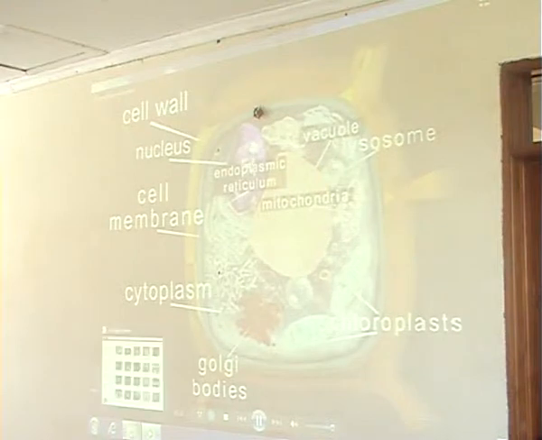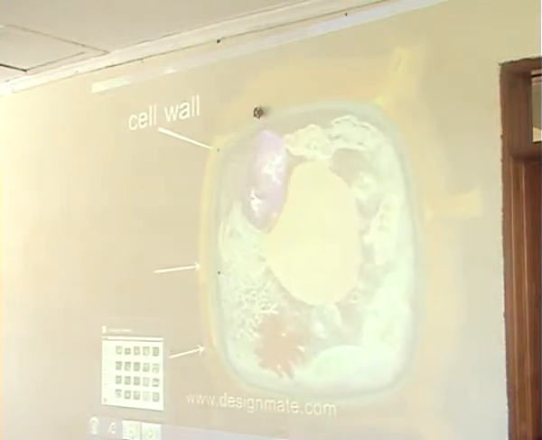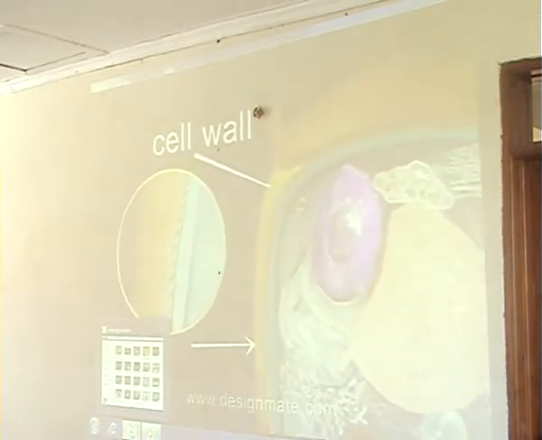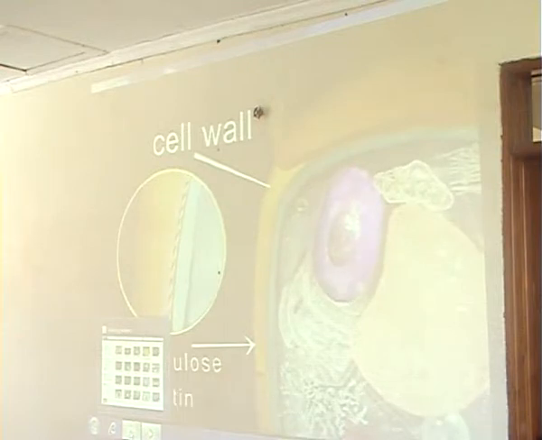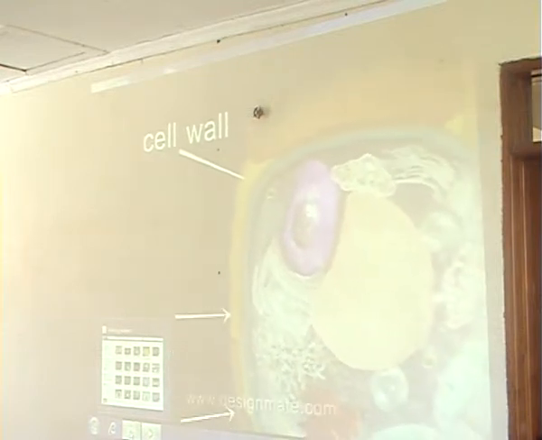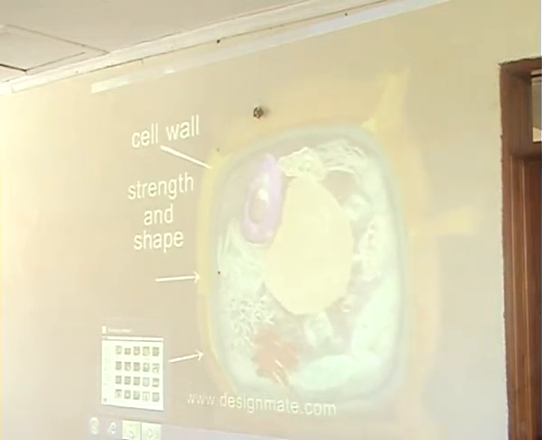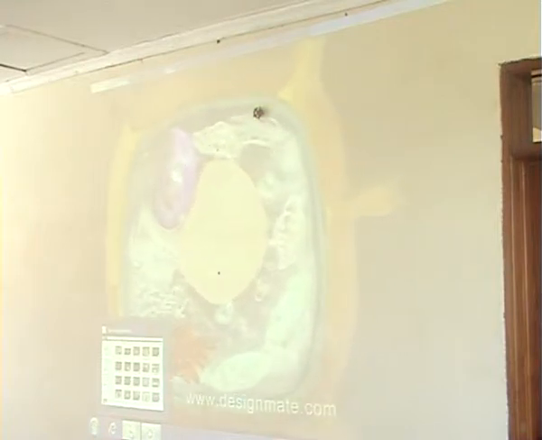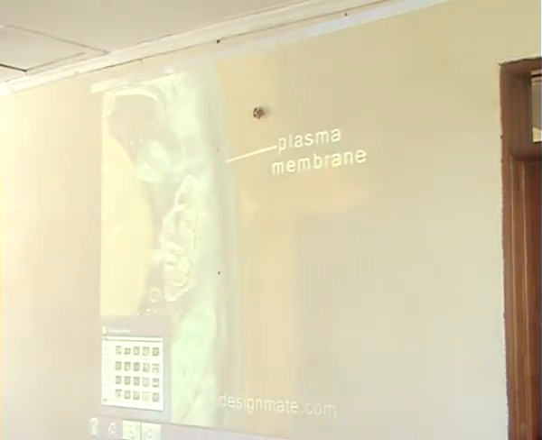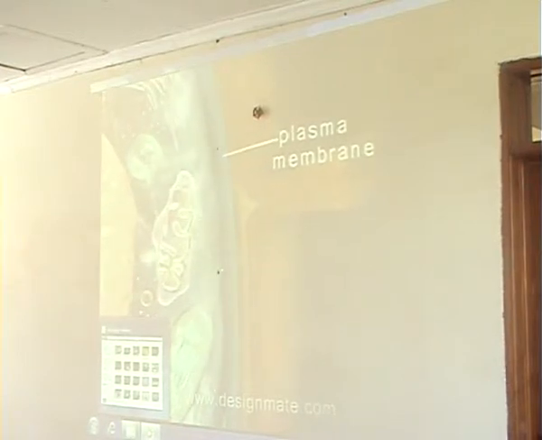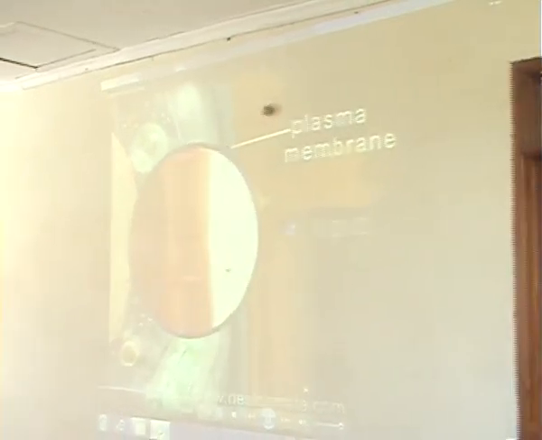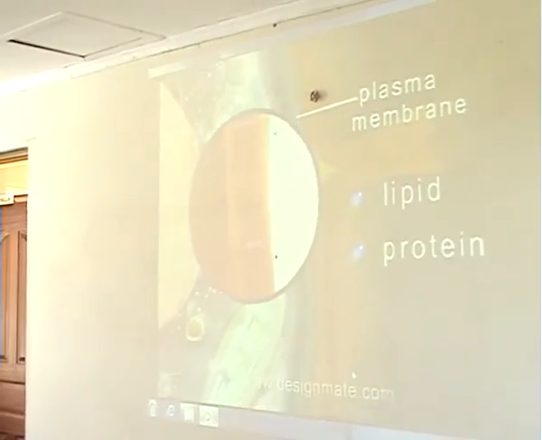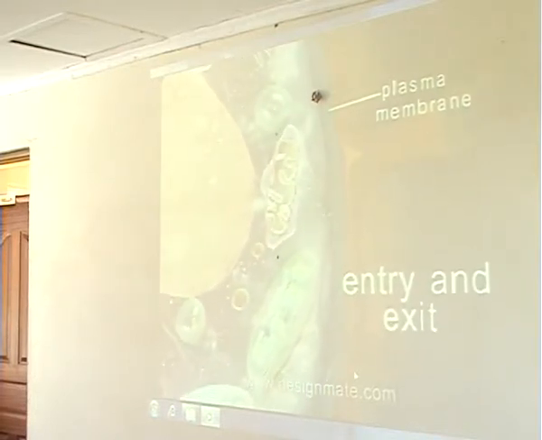Generally, a plant cell is surrounded by a cell wall made of non-living materials. These materials are chemicals like cellulose or pectin. The cell wall provides mechanical strength and shape to the plant cell. The plasma membrane is very thin and made up of lipid and protein. The plasma membrane controls the entry and exit of substances.